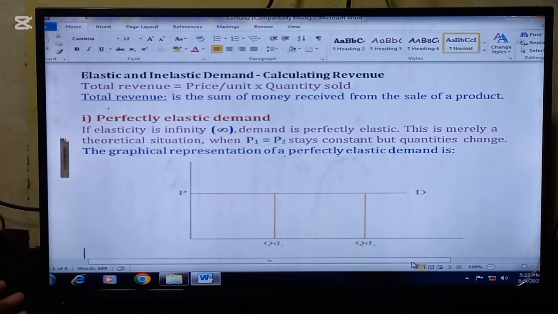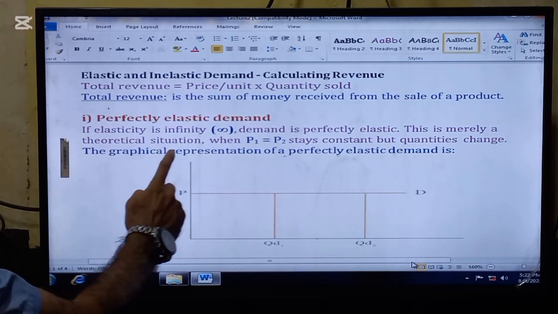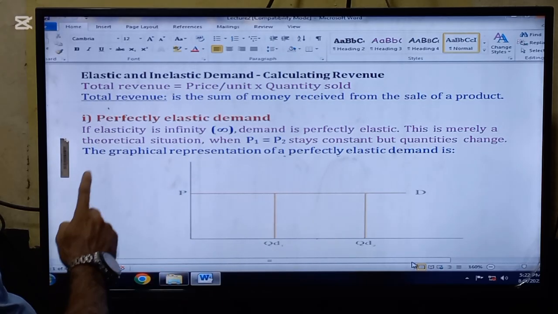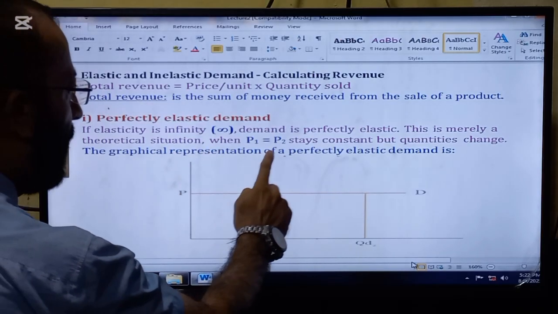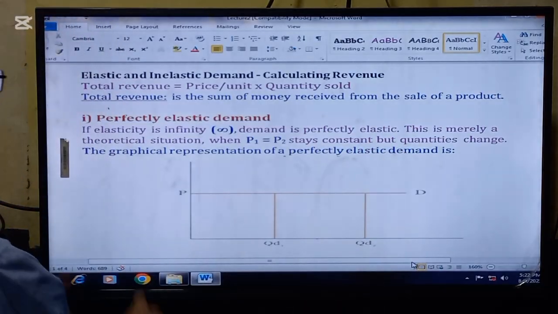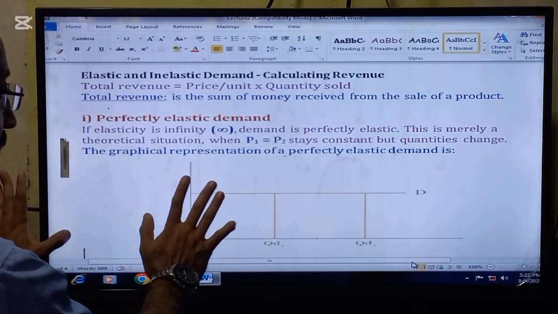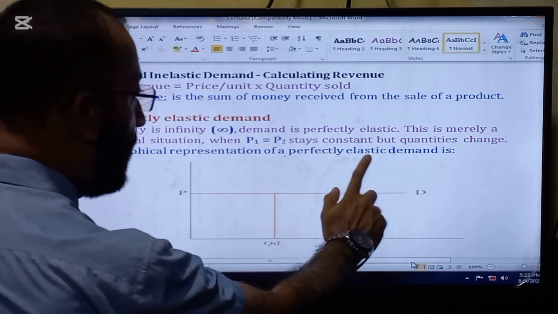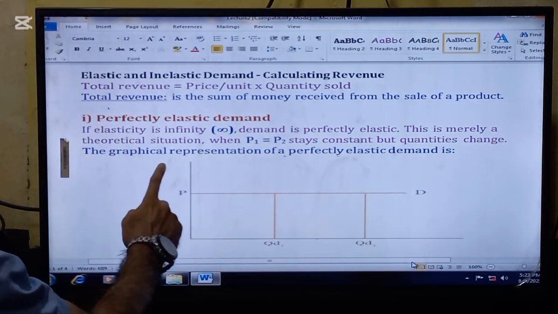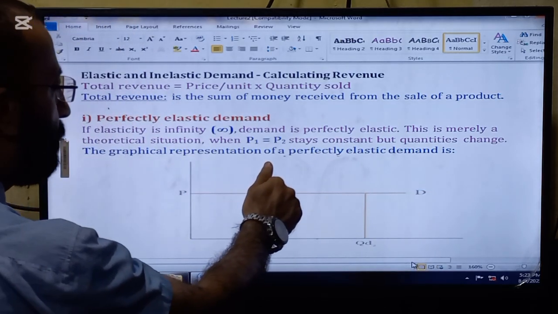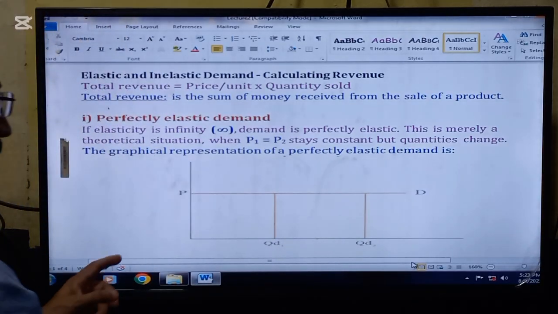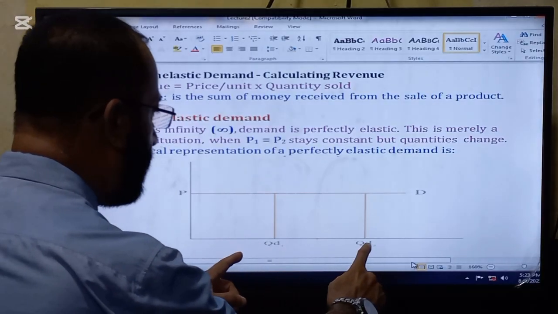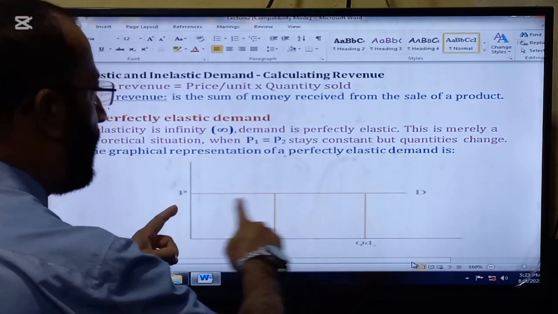And here we are going to discuss different cases. The first case is perfectly elastic demand. If elasticity is infinity, demand is perfectly elastic. This is merely a theoretical situation. When P1 is equal to P2, price stays constant but quantity changes. You can see here quantity changes, but price remains the same.